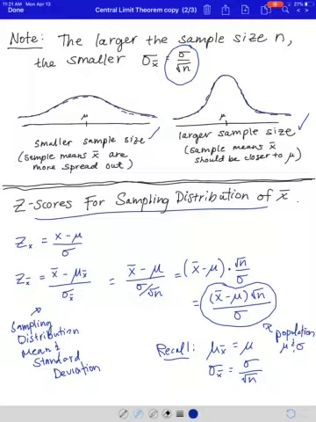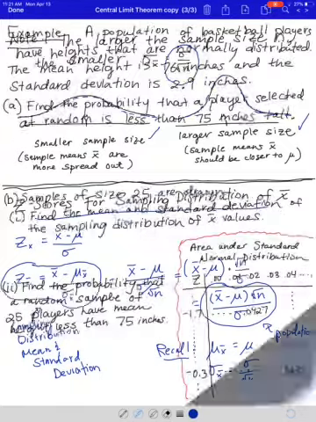And so either one of these formulas will work, either the one involving the population mean and standard deviation, or the one involving the sampling distribution mean and standard deviation. You can choose either method. So let's take a look at an example.